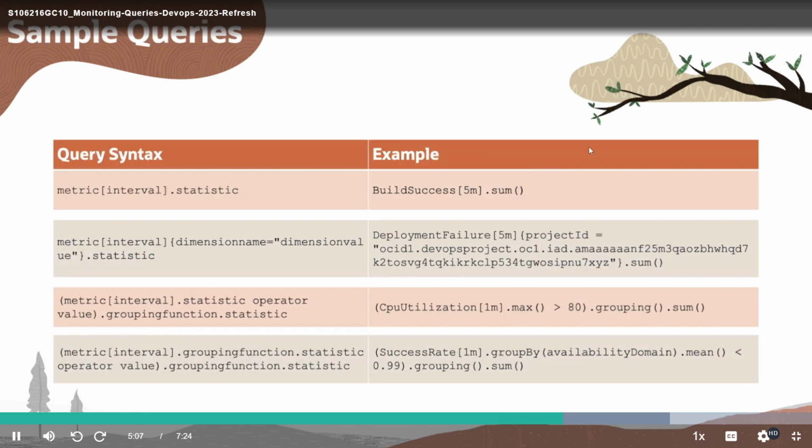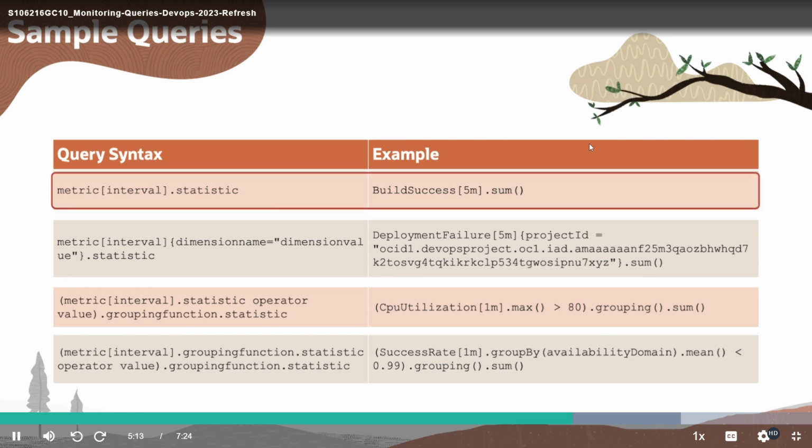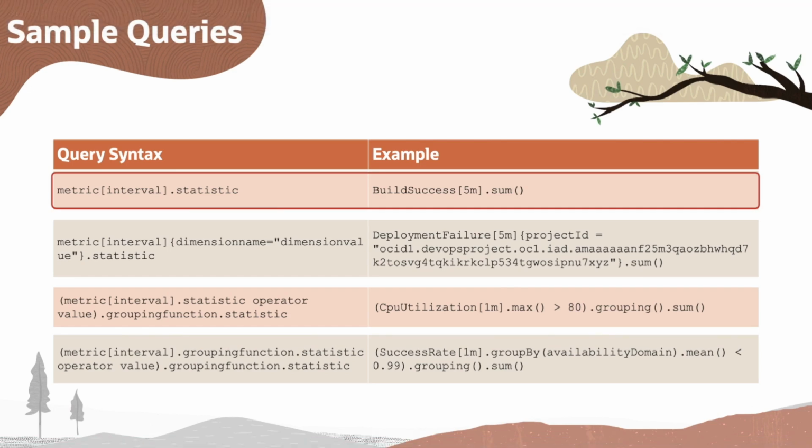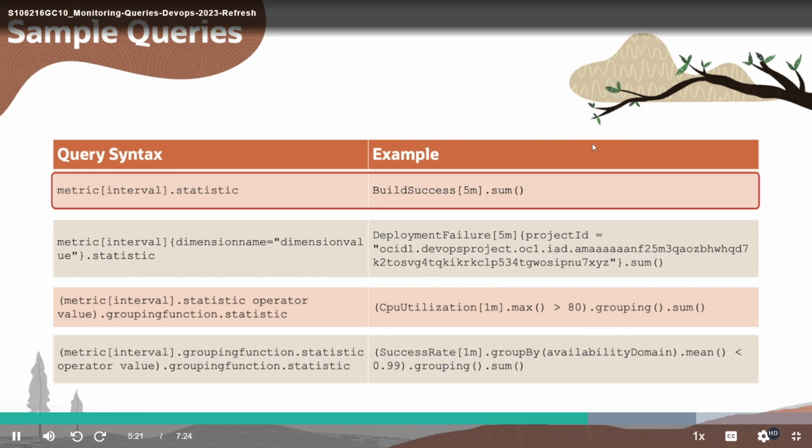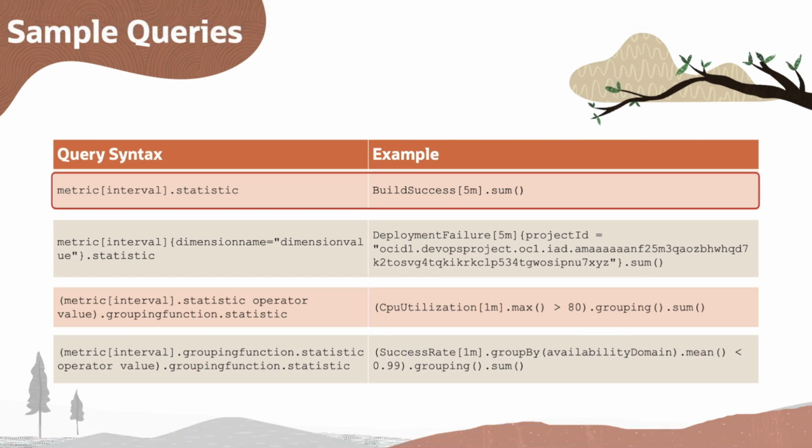Here are some sample queries along with the syntax to use. The syntax of a basic query starts with a metric, the interval, which is in square brackets, and then followed by the .statistic function. And all of these components are mandatory to form a query. An example shown is the build success metric. 5-minute is the interval and the statistic used is the sum. This query returns the total successful build pipelines completed at every 5-minute interval of the selected time range window.